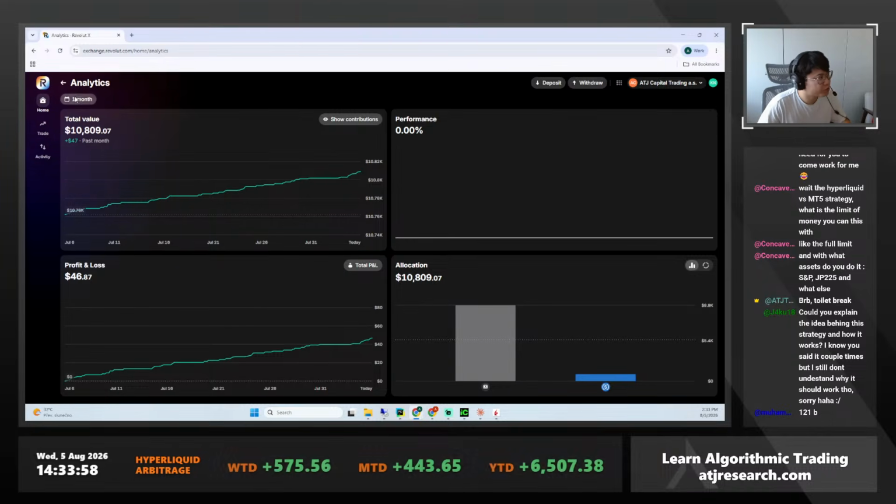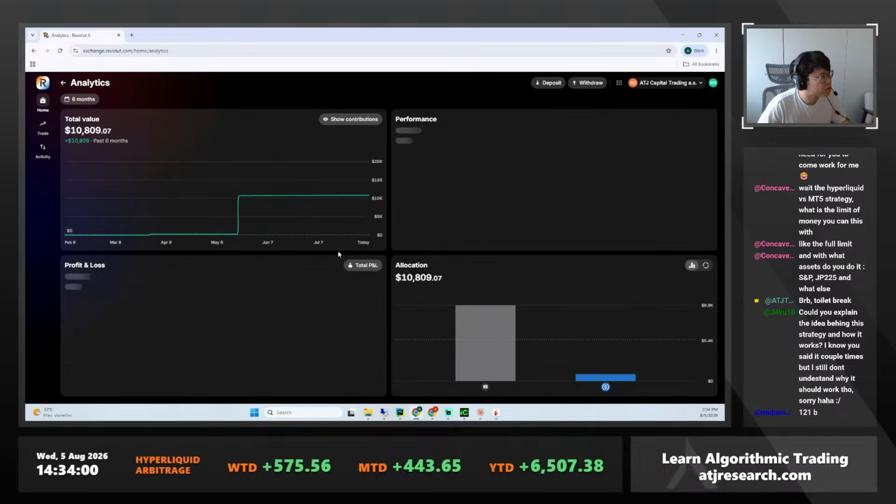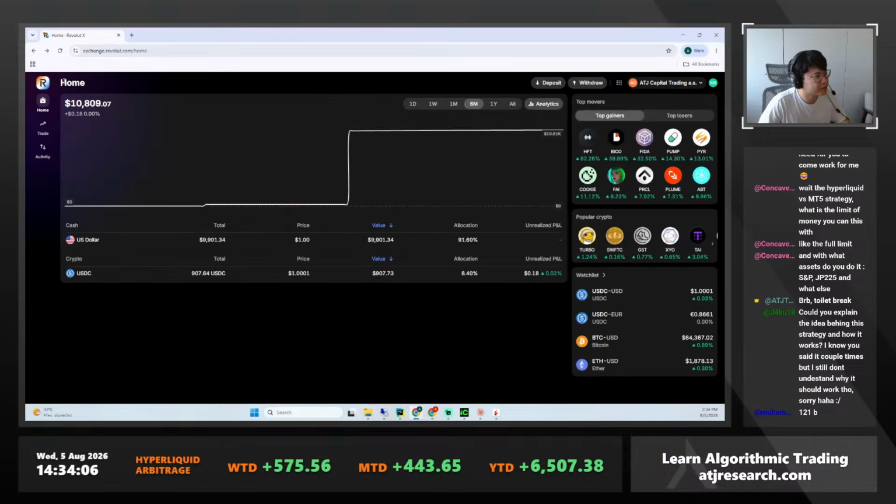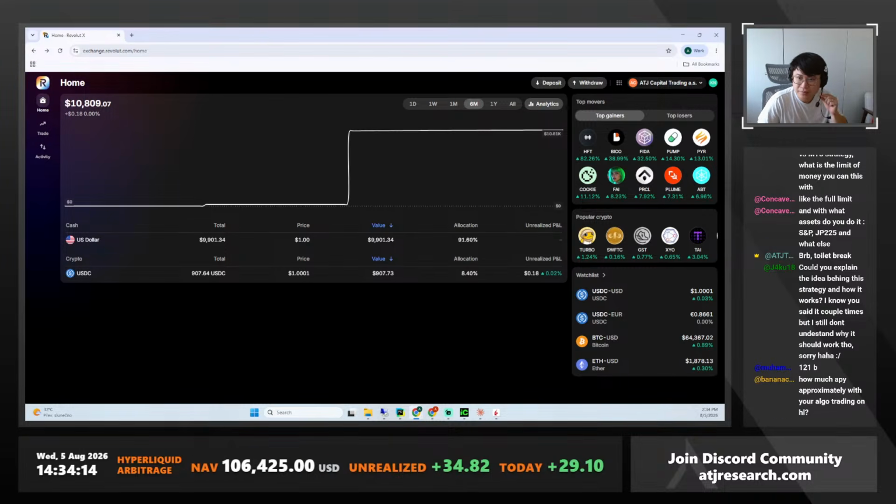It still overperforms some savings accounts. I think it slightly overperforms a savings account, but to me it is basically almost risk-free, right? Because you have no exposure. You just switch between USDC and USD. So that's what it's doing.